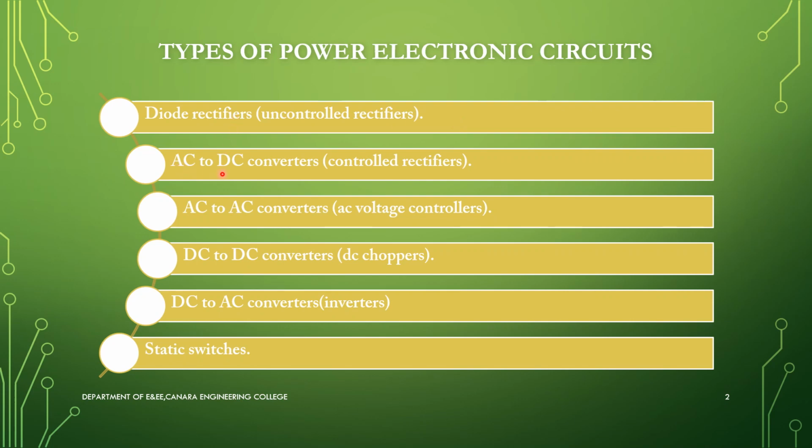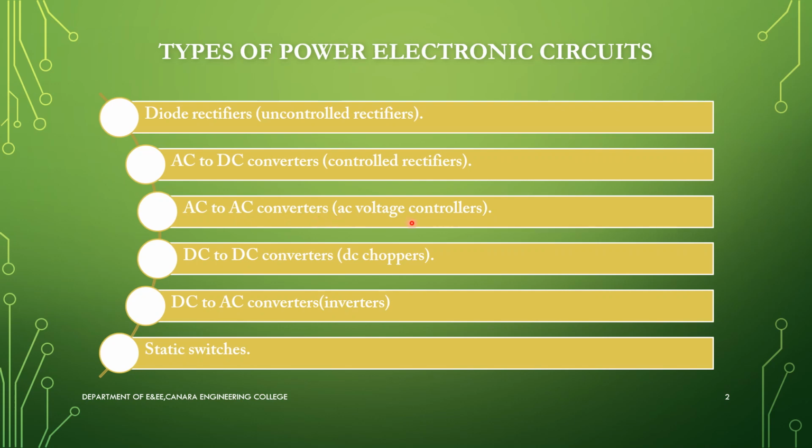Whereas if we use thyristors in the place of diode in either half wave mode or full wave mode, we call it controlled rectifiers. I'll explain next why actually we call it a controlled rectifier.